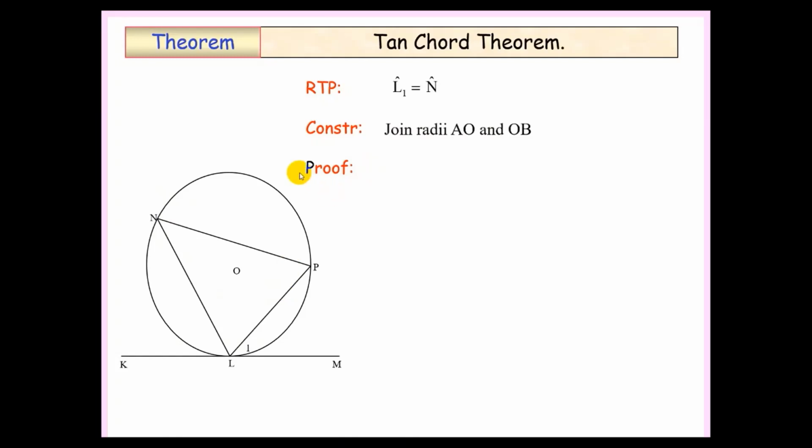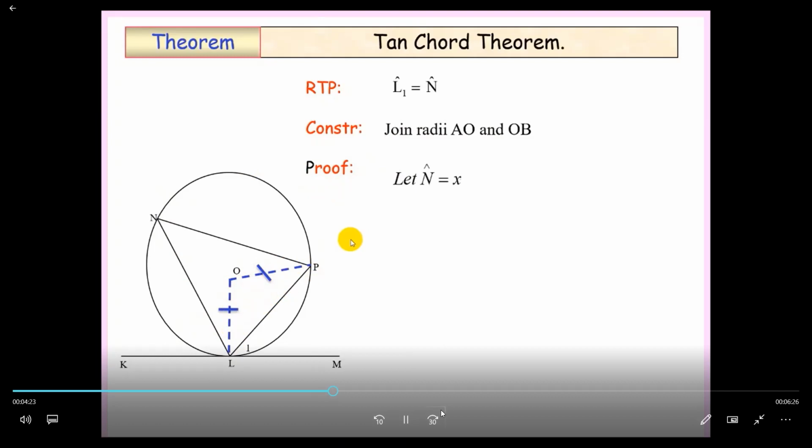And we notice that we have a circle with center O. So we're going to join LO and PO, and that in turn makes LO and PO the radius of the circle. And we know that LO and PO are now equal. So let's call angle N to be X.